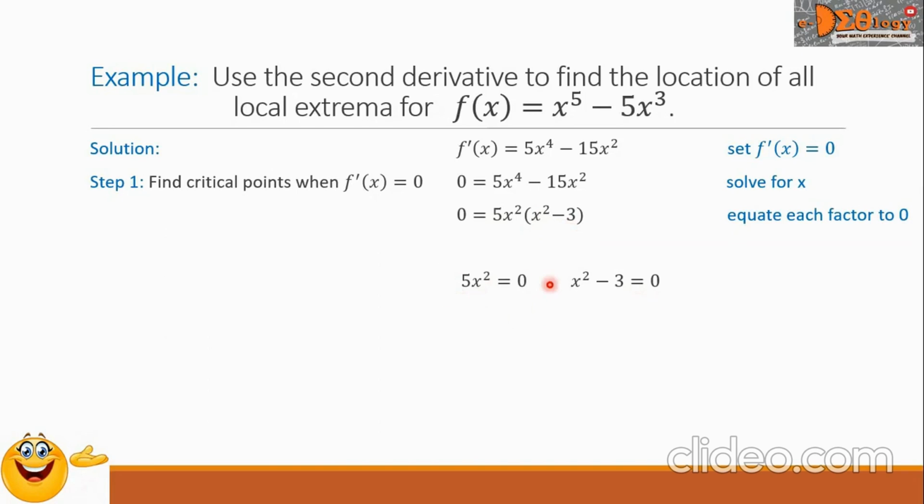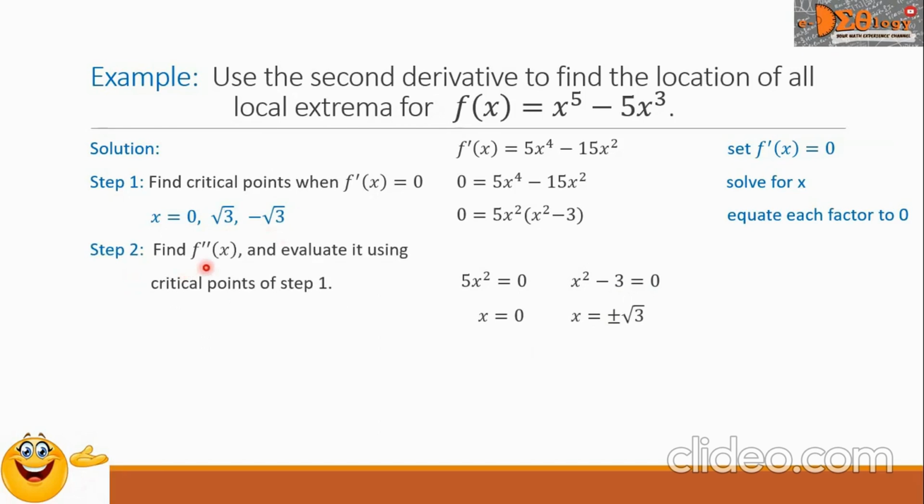Solving for x in the first equation, we have x equals 0. On the second equation, we can transpose the negative 3 to the right, and then take the square root of both sides, and the value of x is equal to plus or minus the square root of 3. We have now our critical points: the values when x equals 0, square root of 3, and negative square root of 3.